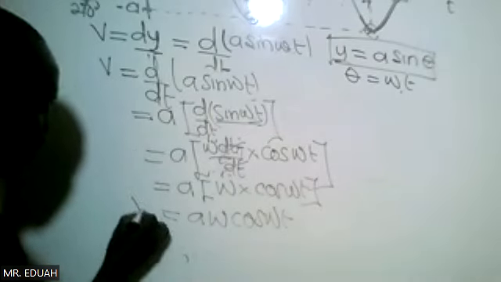And this is the velocity function of a body doing simple harmonic motion. The velocity function of a body doing simple harmonic motion.